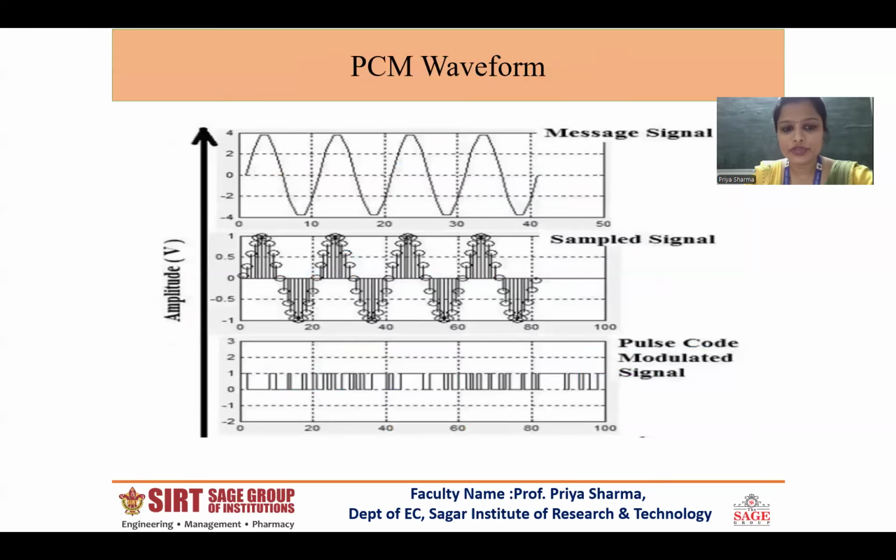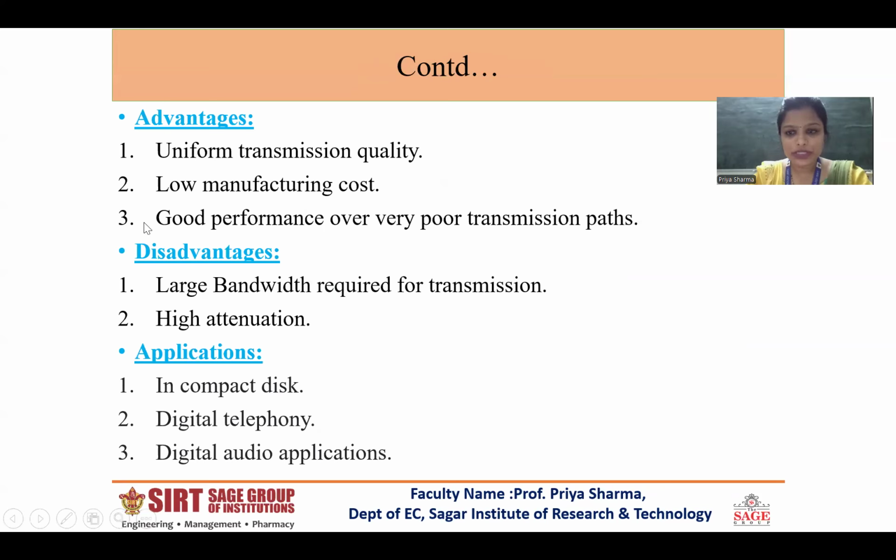Coming to the waveform portion, this is our message signal. This is how sampling takes place. Then these bubbles show the quantized levels of the signal, that is, the amplitude of the wave is approximated to either 0 or 1. Then this is the pulse code modulation output, in the form of discrete pulses where the amplitude is either 0 or 1. Now coming to the advantages and disadvantages of pulse code modulation.